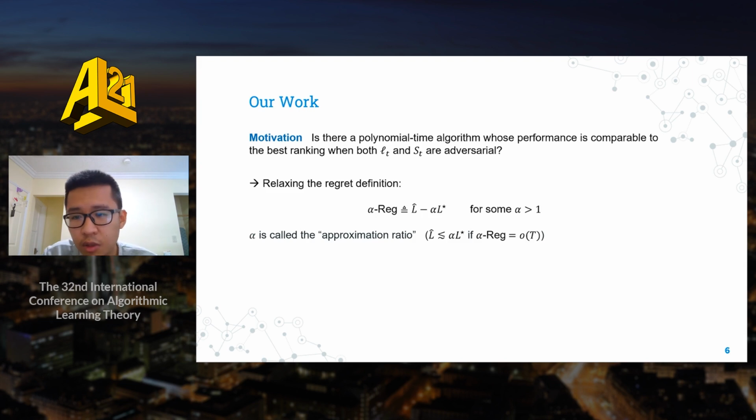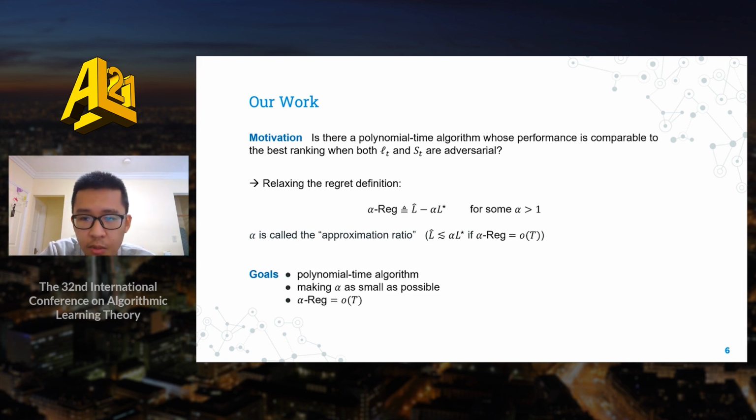To sidestep the hardness result, our idea is to relax the goal. We do this by considering the approximate regret. An approximate regret with parameter alpha, or alpha-regret, is defined as the difference between the learner's total loss and alpha times the total loss of the best ranking. Alpha is some number larger than 1 called the approximation ratio. When alpha-regret is sublinear in T, it implies that the average loss of the learner is no worse than alpha times the average loss of the best ranking. So with the approximation ratio defined like this, our goal becomes to find a polynomial time algorithm with a small approximation ratio that guarantees a sublinear approximate regret.